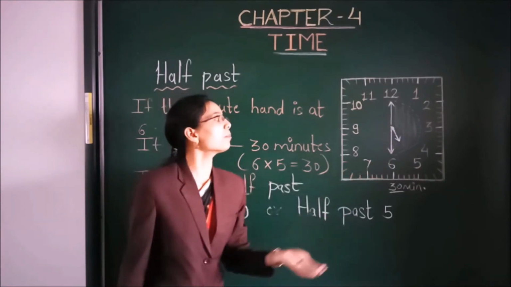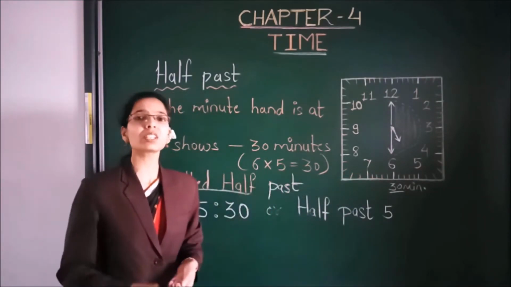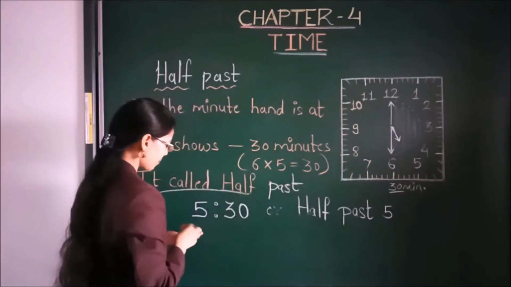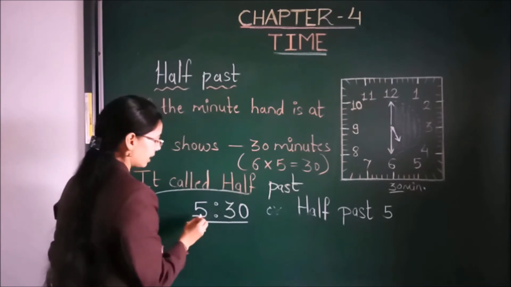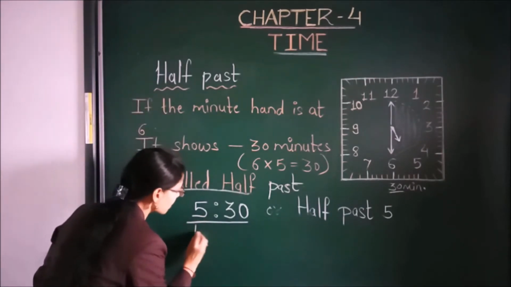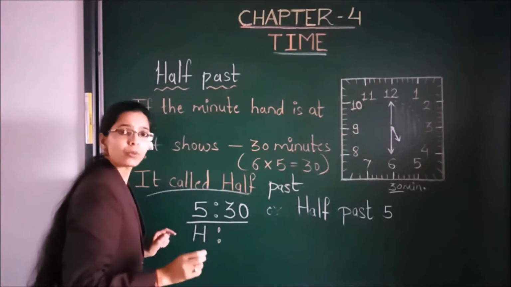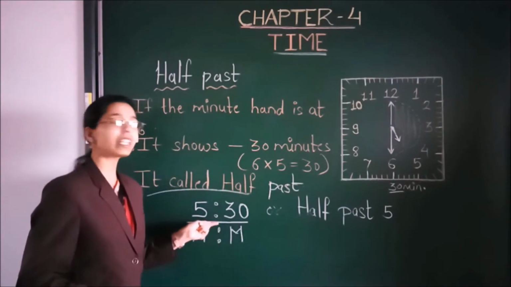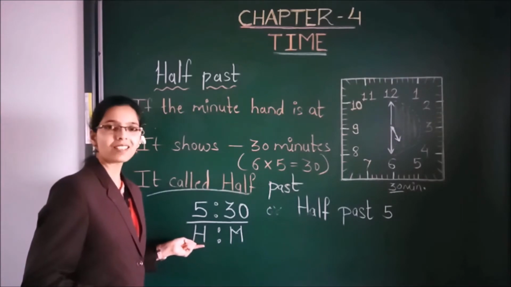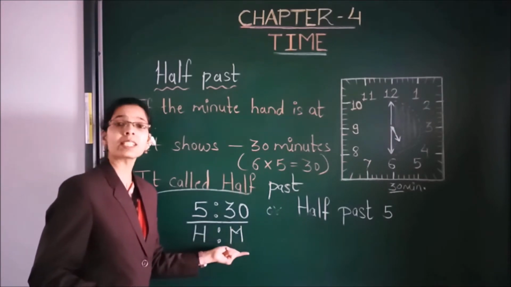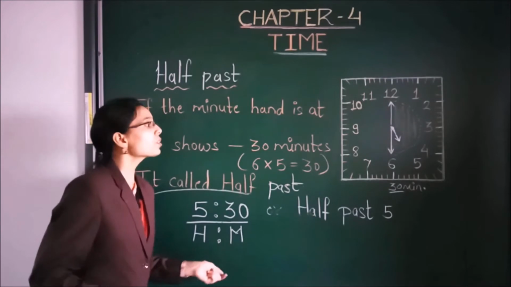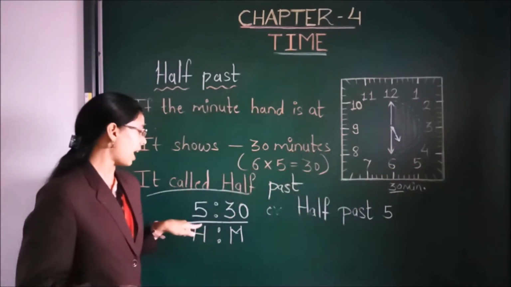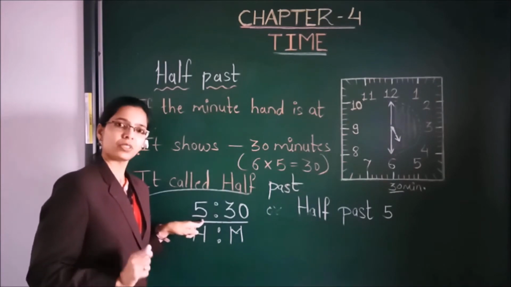So here, what time is there in this clock? 5. Why 5? Now look here, 5:30. This shows hours according to the time format, and this shows minutes. Before these two dots it shows hours, and after these two dots it shows minutes. So this hour hand has crossed 5. That is why we have written here 5.